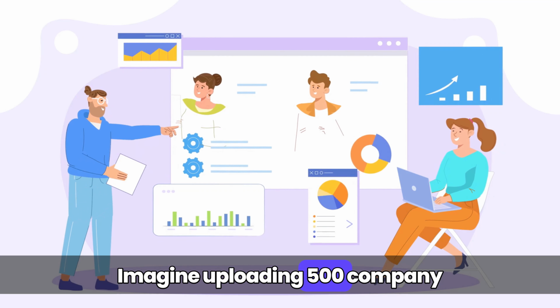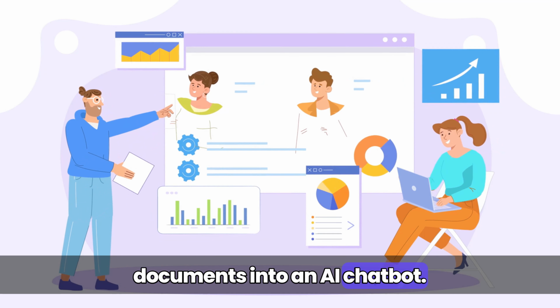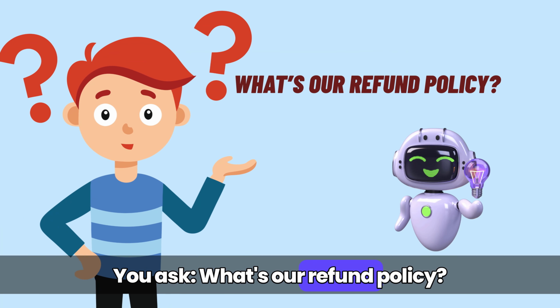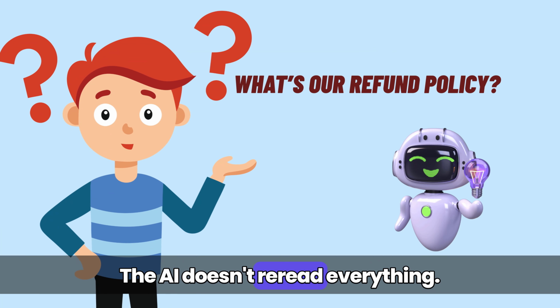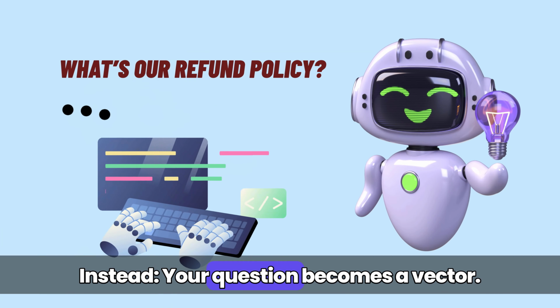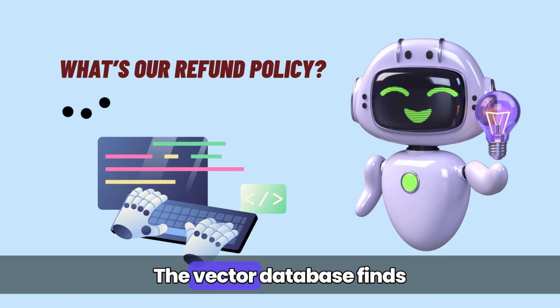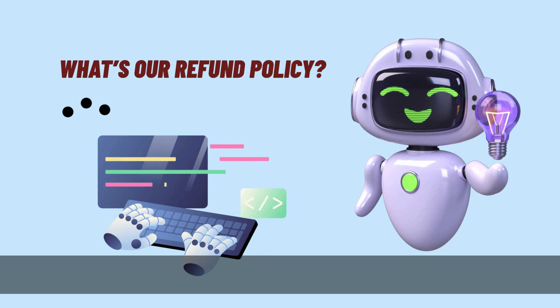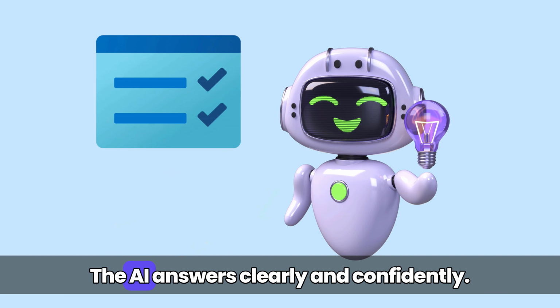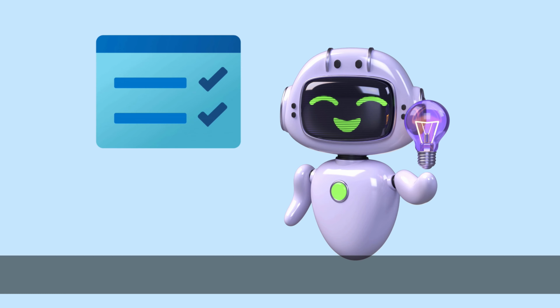Imagine uploading 500 company documents into an AI chatbot. You ask, what's our refund policy? The AI doesn't reread everything. Instead, your question becomes a vector. The vector database finds the closest information. The AI answers clearly and confidently. That's vector search in action.